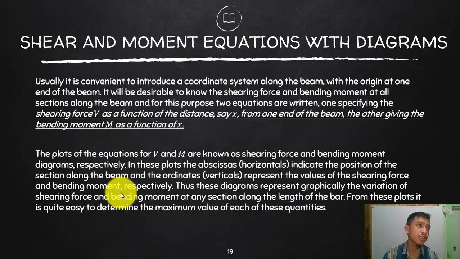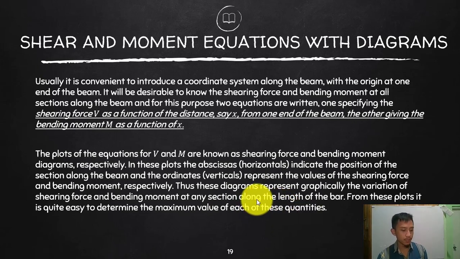It depends on which one you are drawing. If you are drawing the shear, then your vertical will represent the shear. If you are drawing the moment, then the vertical, or the ordinate, will represent your moment value at a certain distance. So this diagram represents graphically the variations of shearing force and bending moment at any section along the length of the bar. From these plots, it is quite easy to determine the maximum value of each of these quantities.